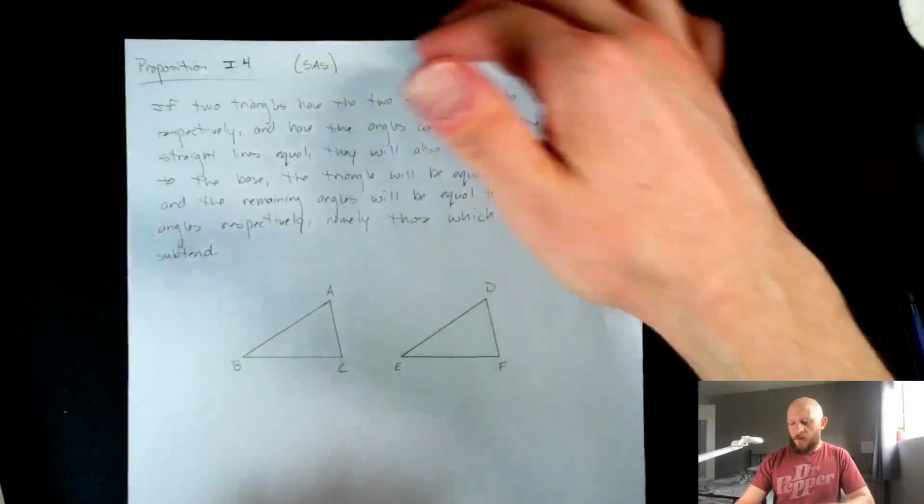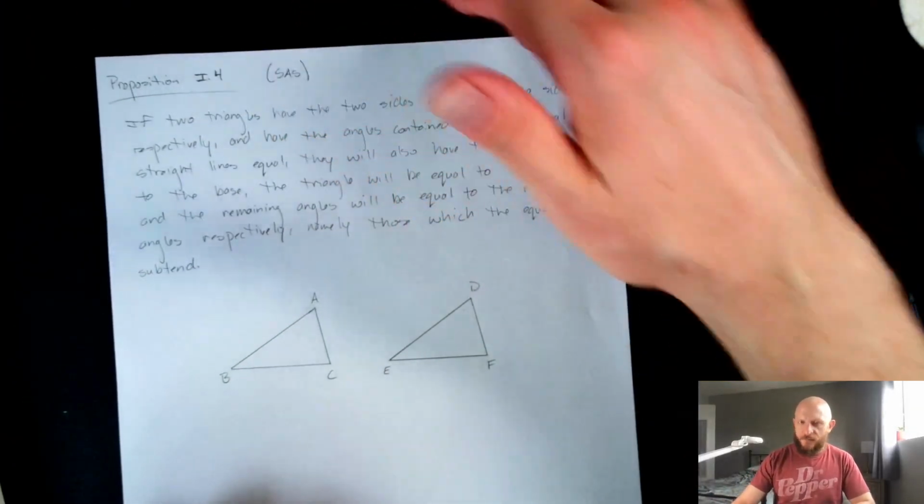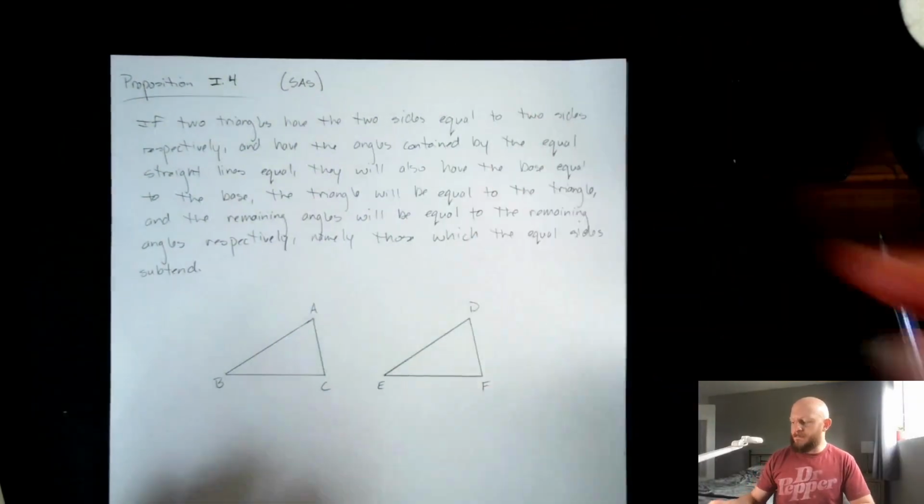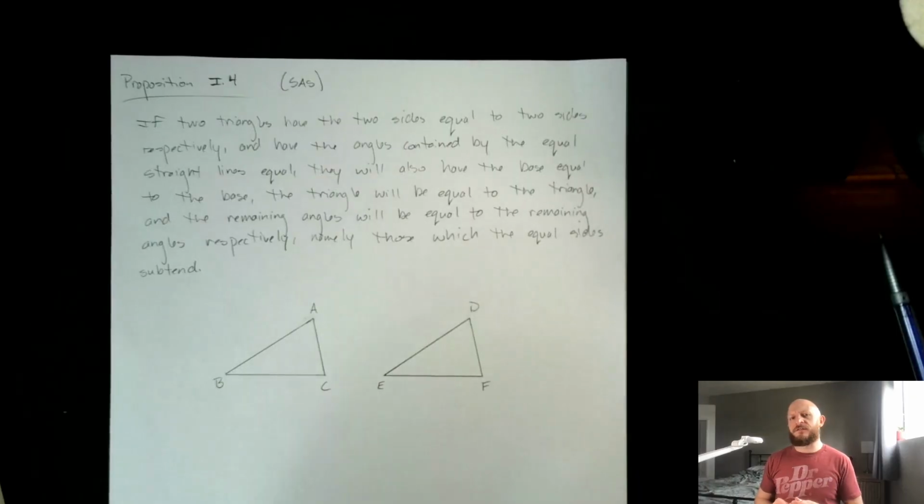Alright, so book 1, prop 4 is kind of where things start taking off a little bit. It's a really interesting proposition for actually a couple of reasons. Reasons that I think are mostly philosophical.